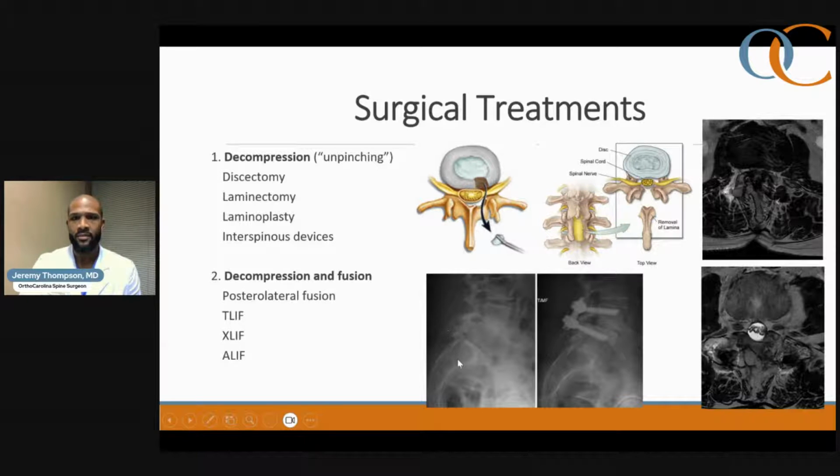And then if there's some instability or tightness in specific places in the spine, we may need to do a fusion. And there's a whole host of techniques and methods to do a fusion in your spine. But all in all, surgical treatment for lumbar stenosis is effective and it does help people.